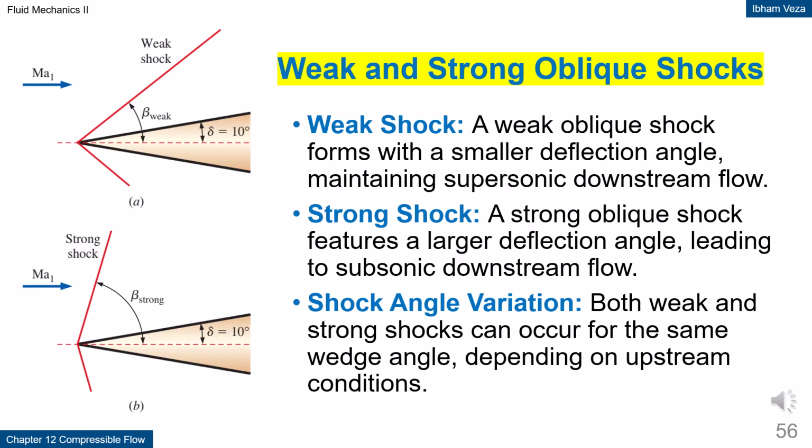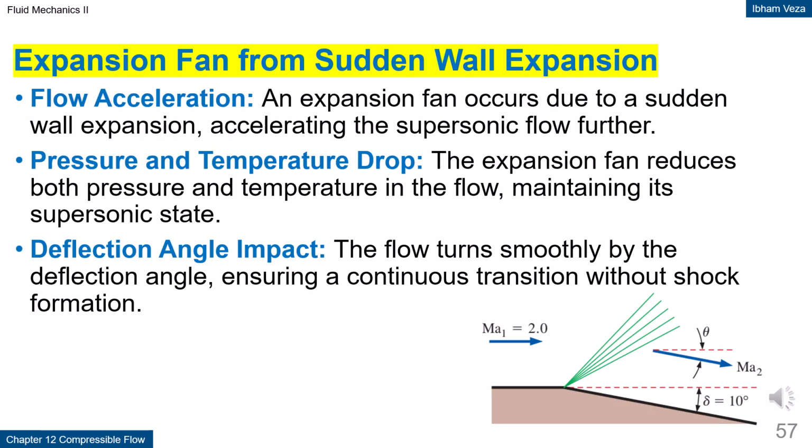Weak and strong oblique shock solutions. For the same wedge angle, two types of oblique shock solutions can exist. A weak shock produces a smaller pressure rise and keeps the downstream flow supersonic. A strong shock produces a large pressure rise and makes the downstream flow subsonic. In practice, the flow almost always selects the weak shock solution. This understanding is important in supersonic aerodynamic design. Expansion fan from sudden wall expansion.